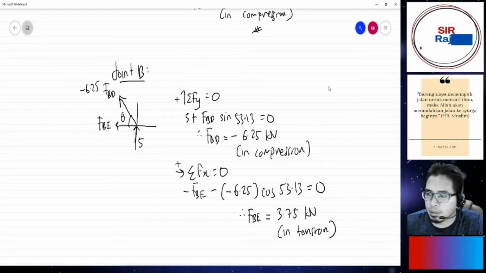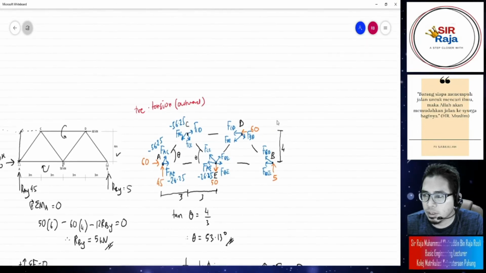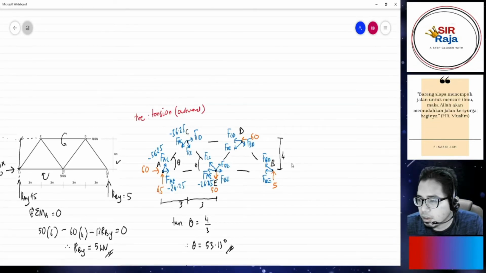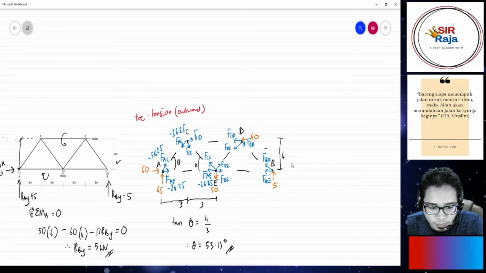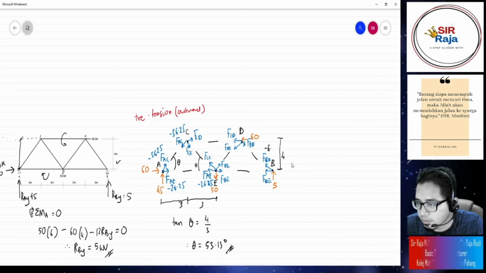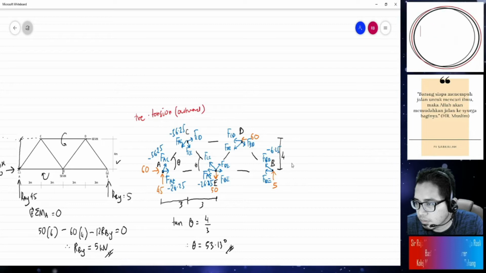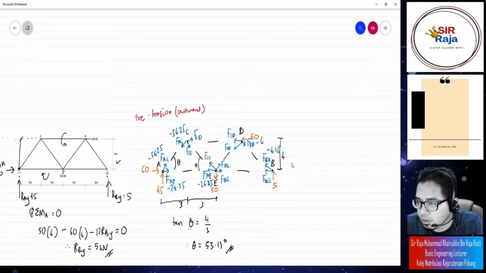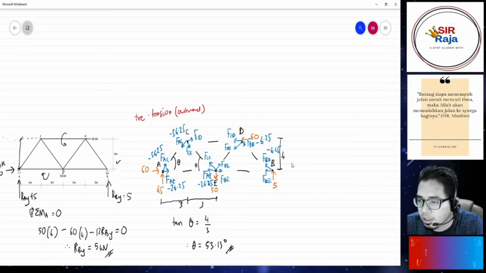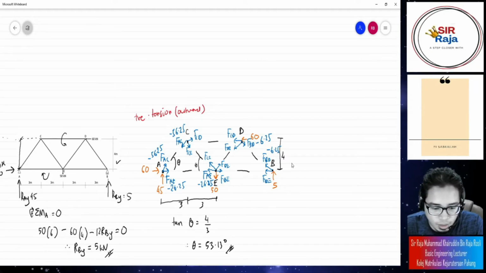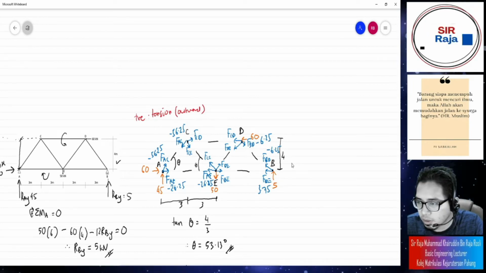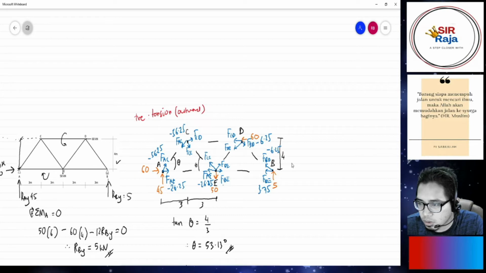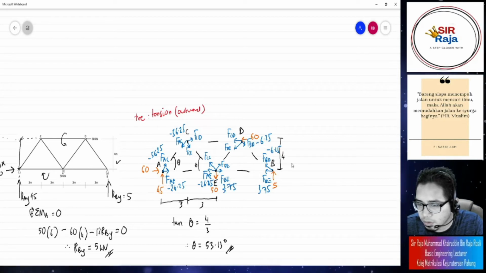So we're just going to label back our values here. FBD is going to be negative 6.25. The one here as well, FBD here, and FBE in tension, so just going to put 3.75. No negative, so it's just going to be positive, and the same goes here, 3.75.